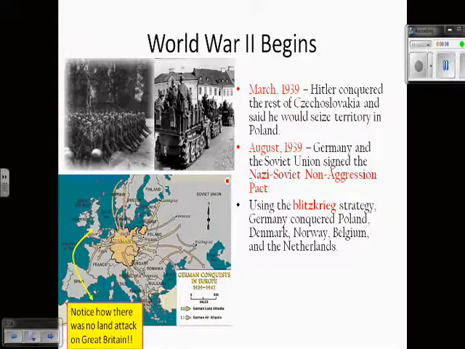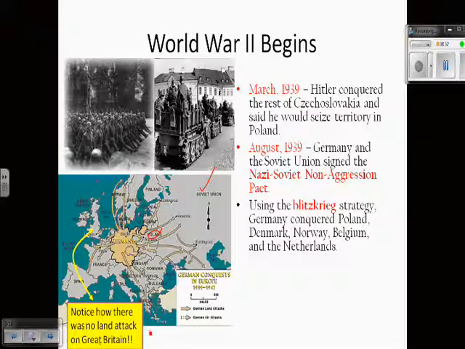So now that he has the Soviet Union, which is right here, he can now go after Poland, which he does. He uses what's called the Blitzkrieg strategy, which I'll show you on the next page. But you can see he starts rattling off all of these countries that fall to him in a matter of weeks, sometimes even days. So we have Poland, Denmark, Norway, Belgium, and the Netherlands.